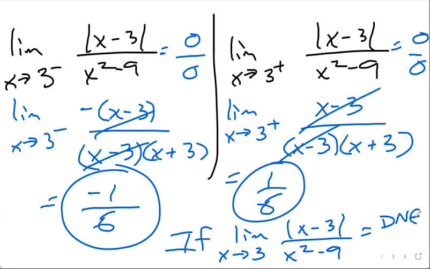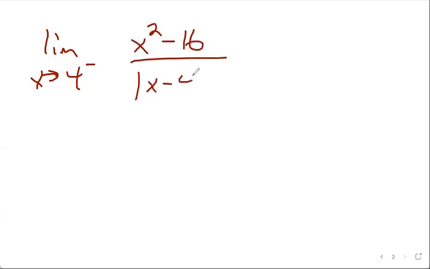However, I want to do one more problem because I find a lot of times students get a false sense that they found a pattern. So what I mean is the following. Find the limit as x approaches 4 from the negative side of, let's do something like, x squared minus 16 over the absolute value of x minus 4.